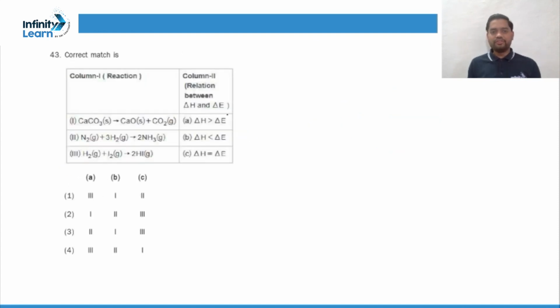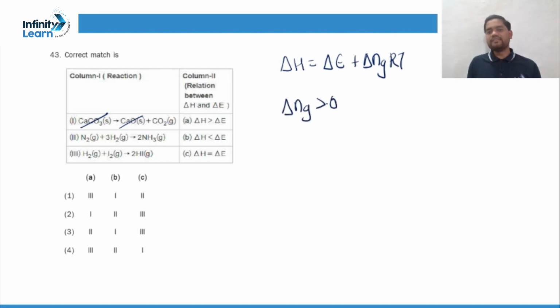44. We need to match the following between delta H and delta E. So delta H is equal to delta E plus delta Ng RT. Sulfur, so delta Ng over here is positive. That means if delta Ng is greater than 0, then delta H is greater than delta E. So first goes to A. That means A is 1.